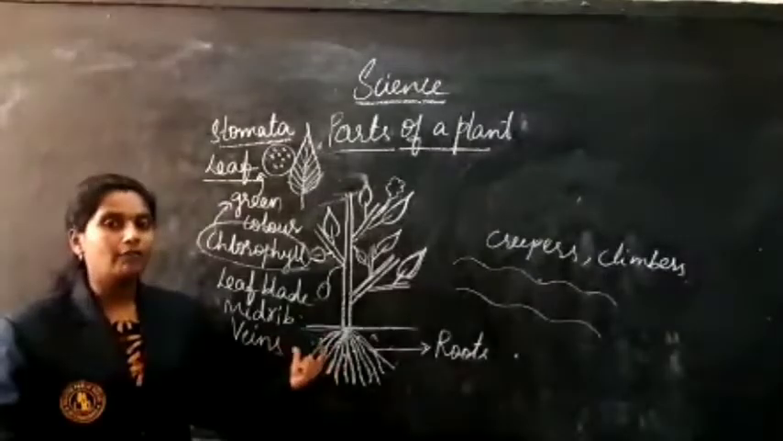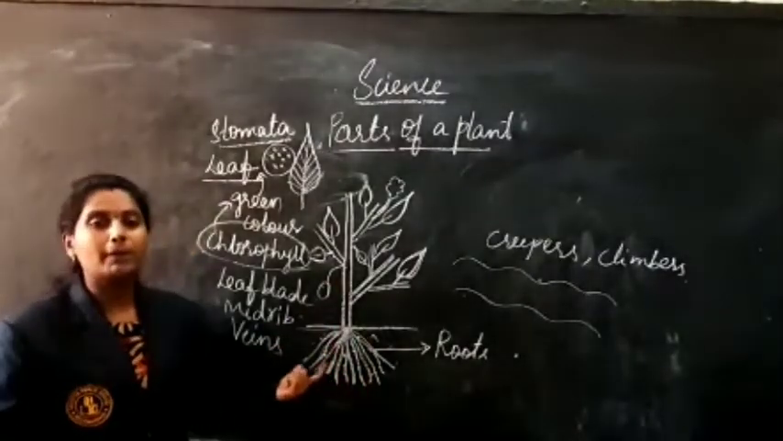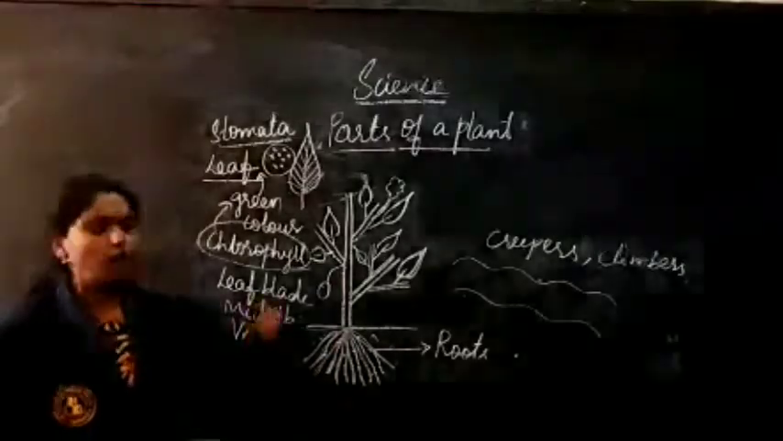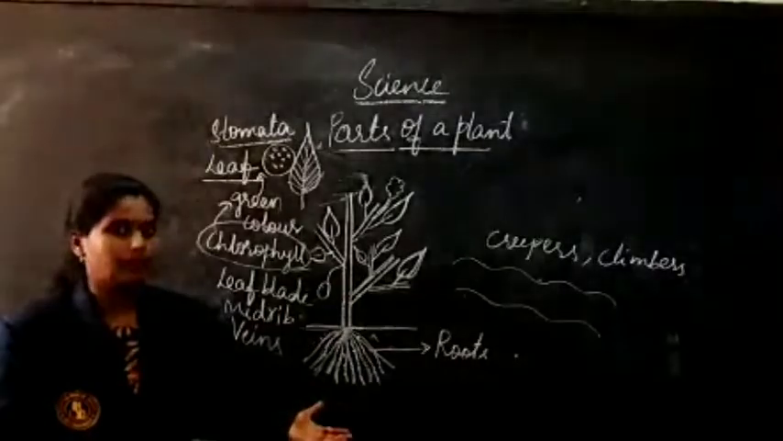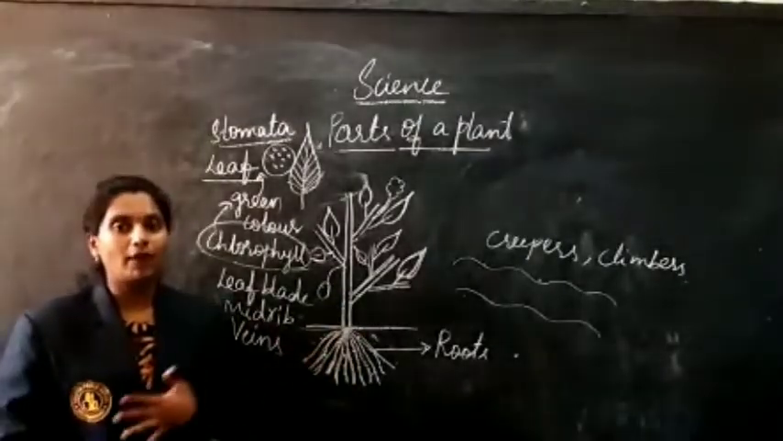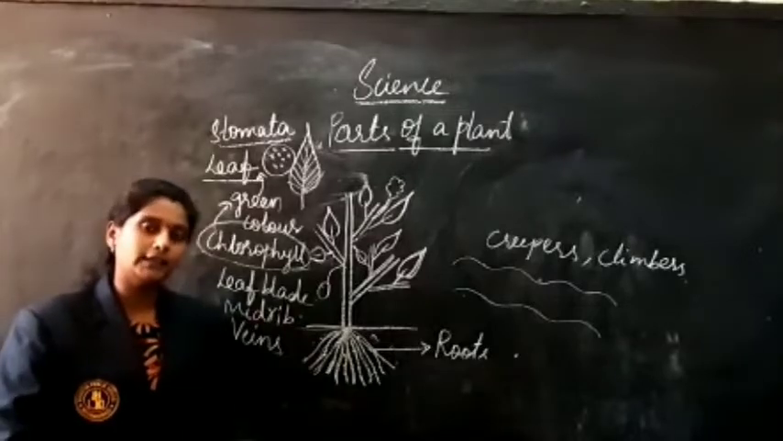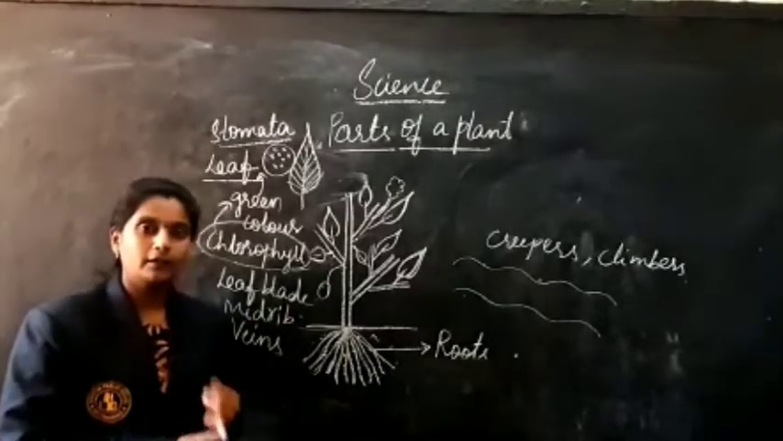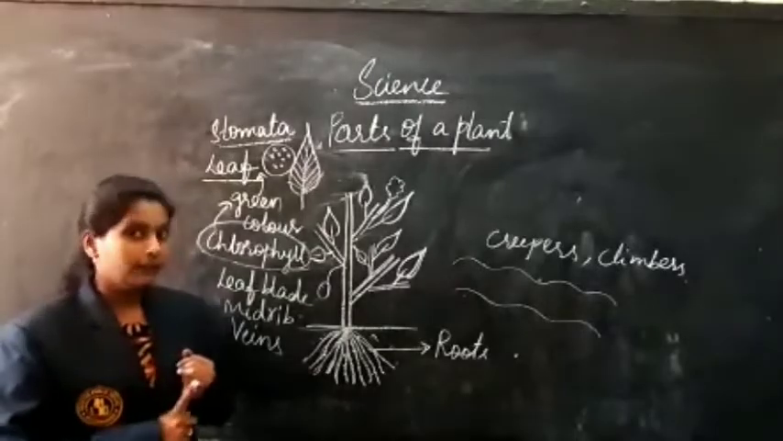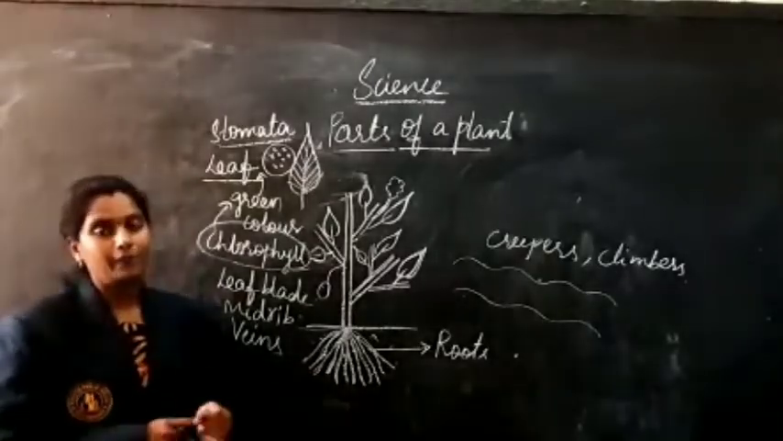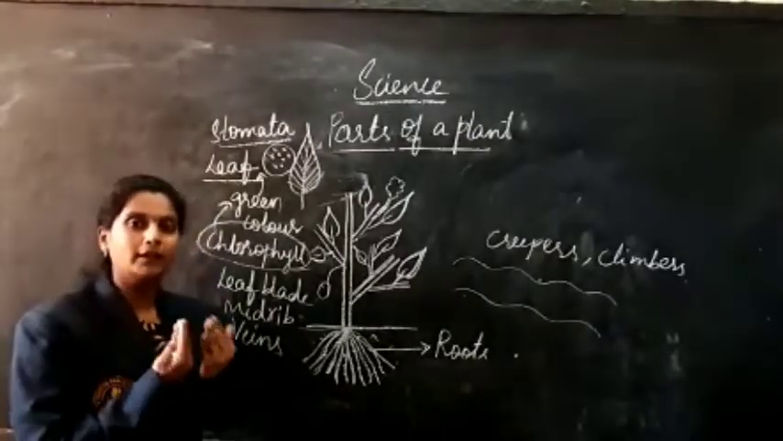Plant is the only living organism which can prepare its own food. How are they able to prepare their own food? What is needed to prepare their food? For example, if I need to prepare rice, what ingredients do I require? I need water, I need raw rice, and I need a gas stove also. If I put all this together and cook, the rice will be ready.